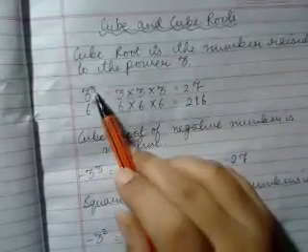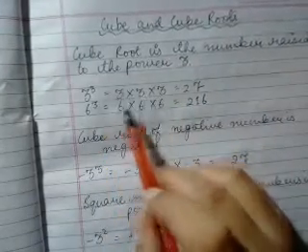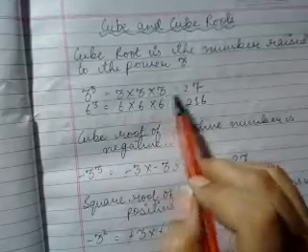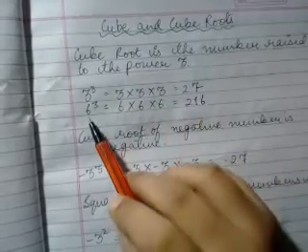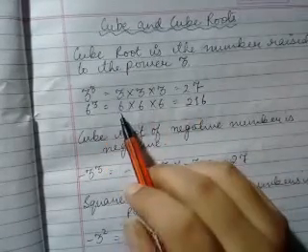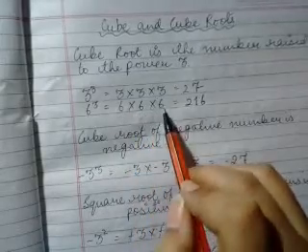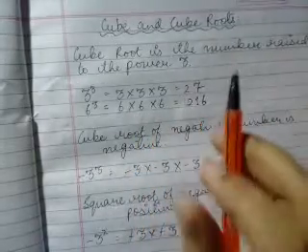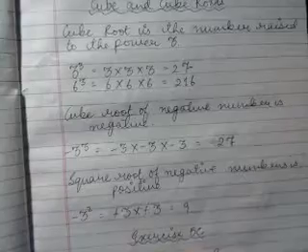For example, 3 to the power 3 means you have to multiply 3 three times. 3 multiply 3 multiply 3 will give you 27. 6 to the power 3 means you have to multiply 6 three times. 6 multiply 6 multiply 6 will give you 216. So these are called cubes.